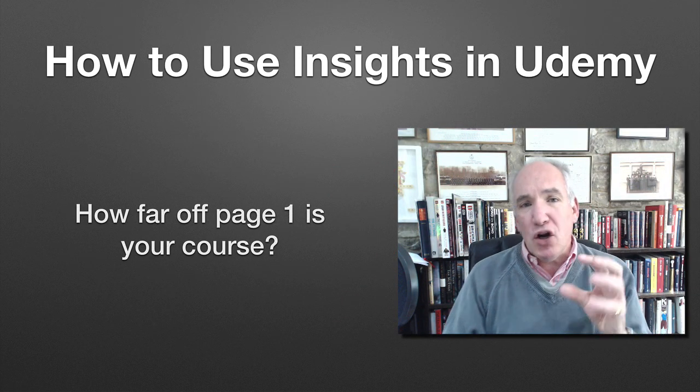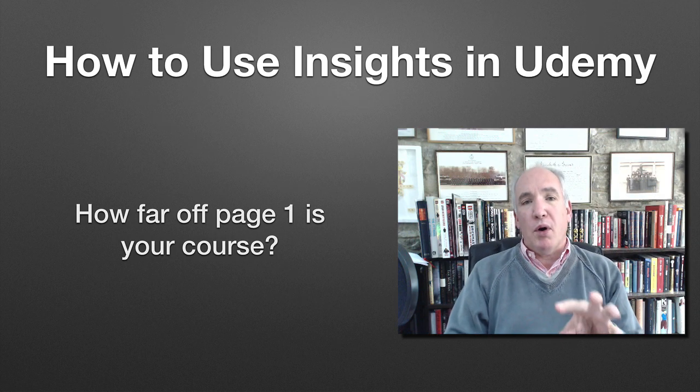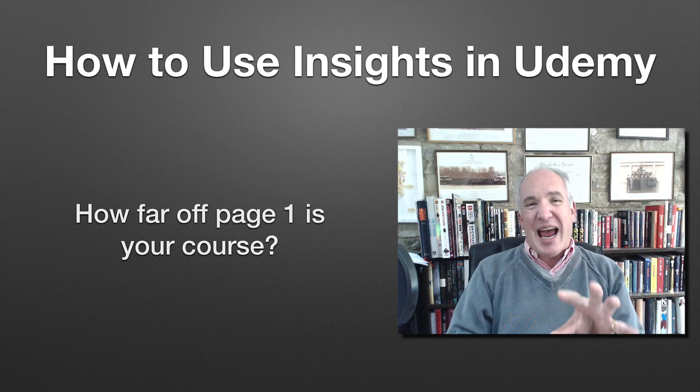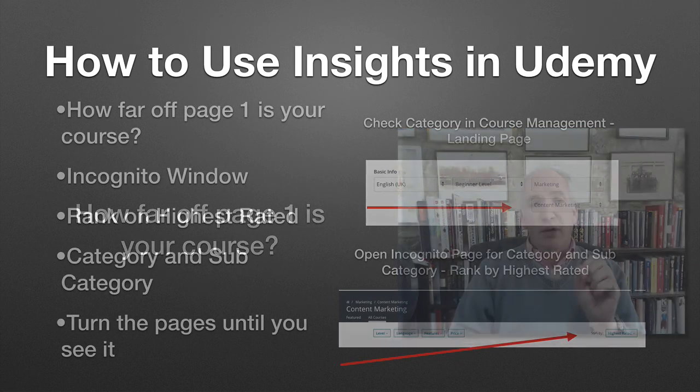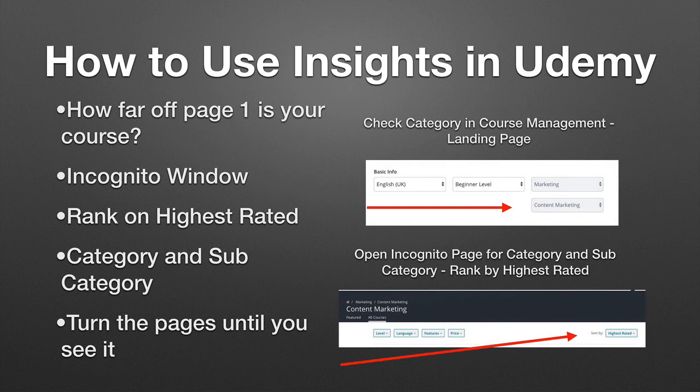Let me actually take a look and see how far off page 1 my course actually is. The way you do this is you open an incognito or anonymous window so you don't get any cookie bias. And you go and have a look at the category and subcategory that your course is in. My course is, as you can see, in the category in the course management landing page. You can see where it's been set. My course is marketing and content marketing.